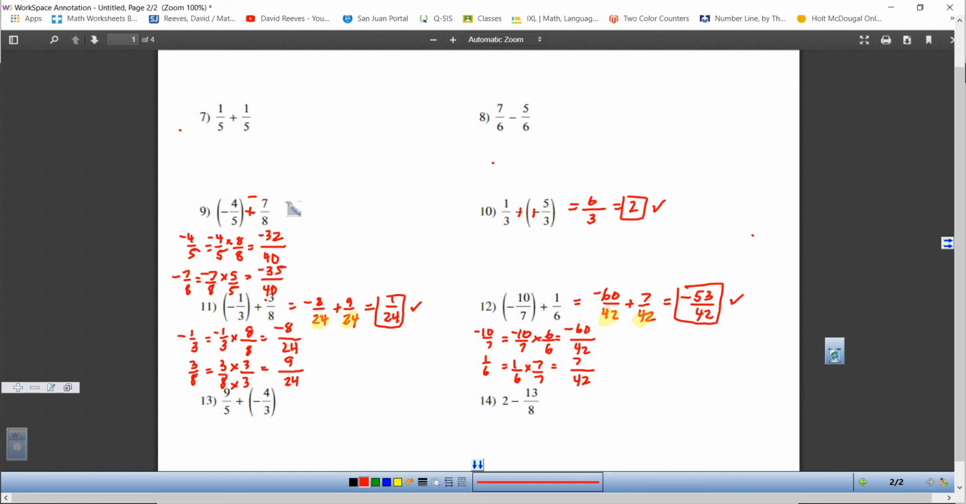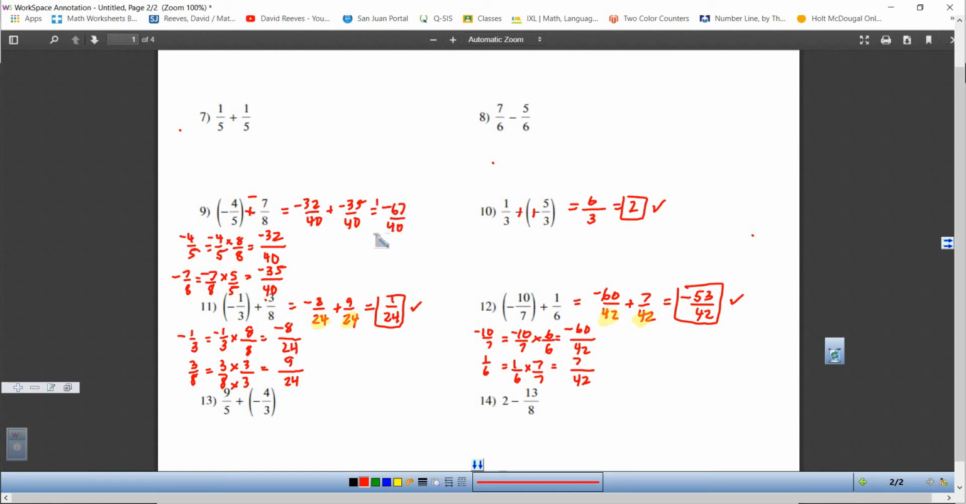All right, so now what do I have? I have negative 32 over 40 plus negative 35 over 40. Right, there's my common denominators, only this time the signs are the same, right? When the signs are the same, you just put them all together. 32 negatives plus 35 more negatives, that's going to give me negative 67 over 40.